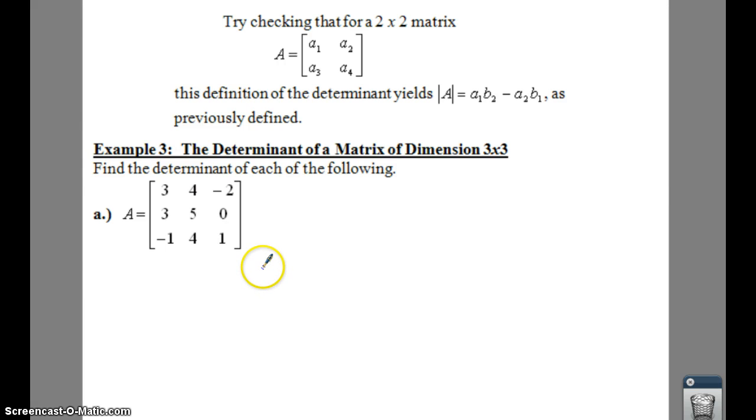Here in example 3, what we're going to do is find the determinant of a matrix with dimensions 3 by 3. In order to do this, we need to find the cofactors of row 2.